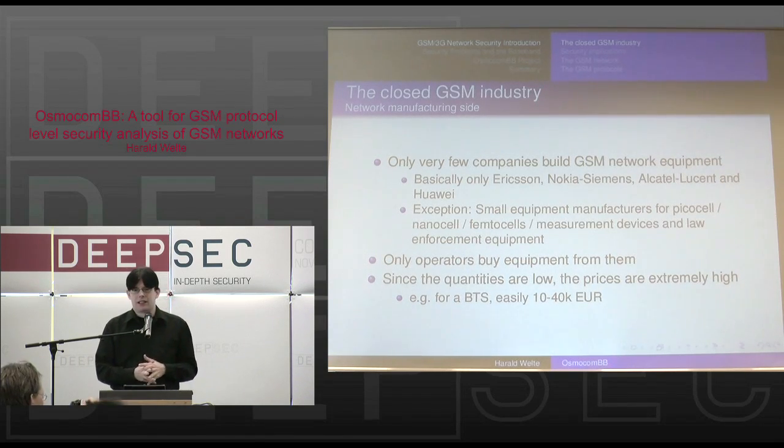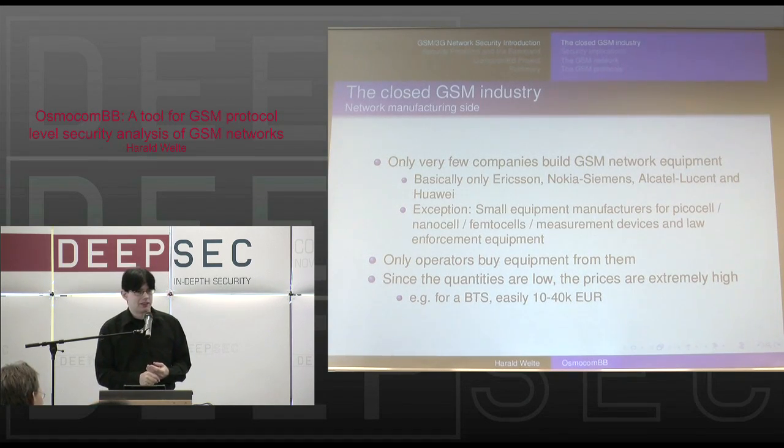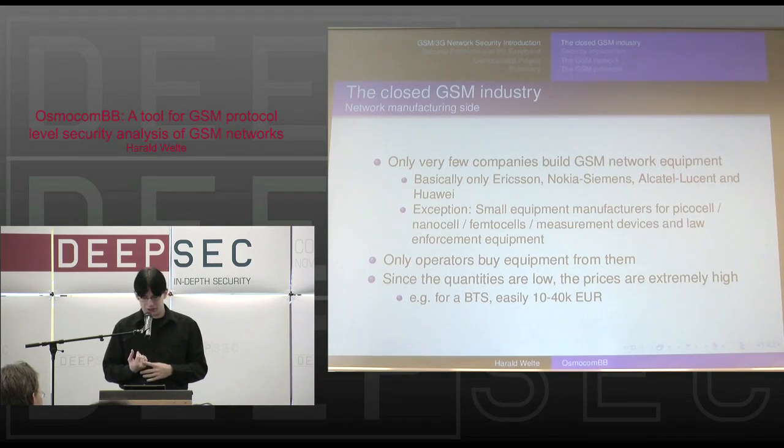And on the network side, not many companies actually build network equipment, right? Today, there's really only Alcatel, Lucent, Ericsson, Nokia, Siemens Networks, and Huawei. There are a couple of other companies, but these are really the companies that own the market.